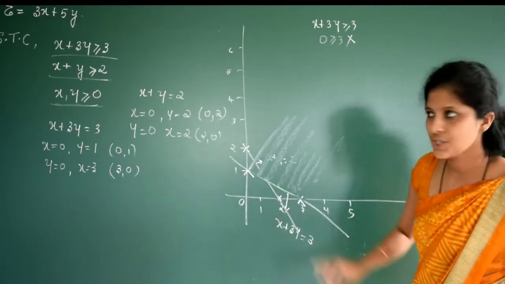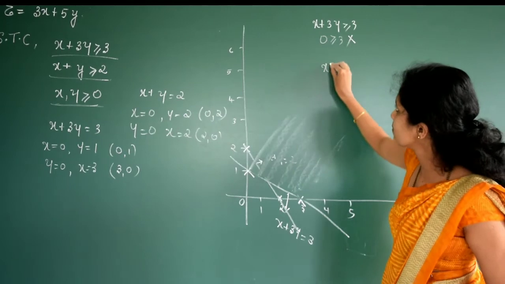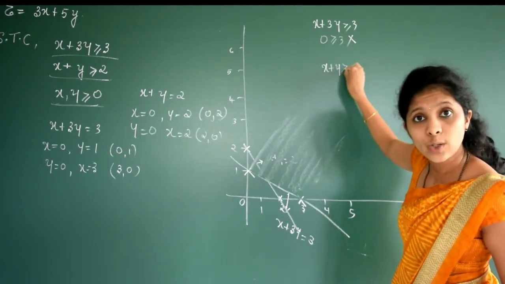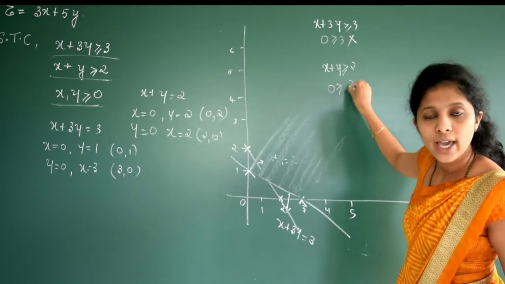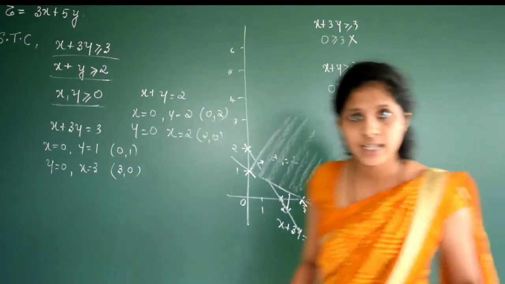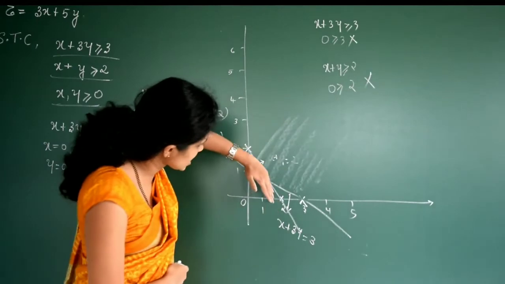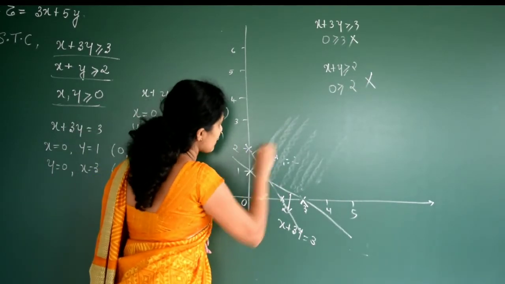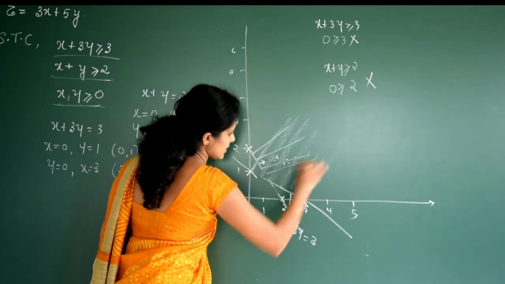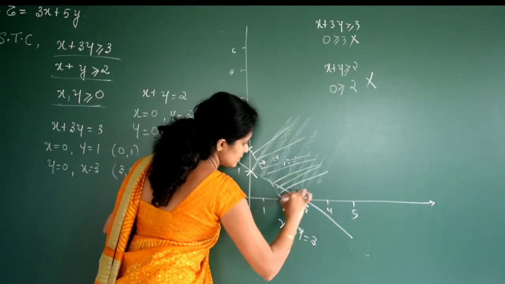Now, the second equation. It is given x plus y is greater than or equal to 2. If I substitute 0 greater than or equal to 2, again this is not true, right? So the solution region of this line does not include the origin. This should also be above, upwards. Clear? So this is upwards till here.